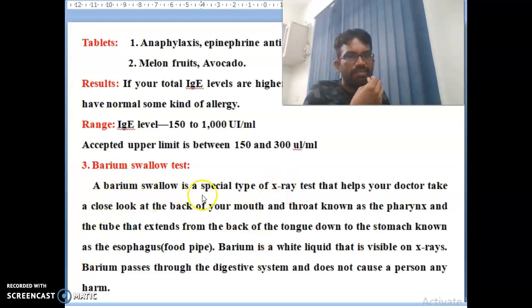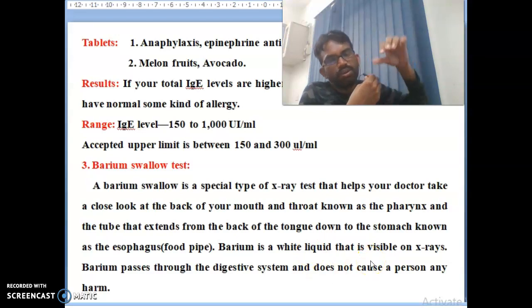You can see, the barium swallow test is a special type of X-ray test that helps your doctor take a close look at the back of your mouth and throat, known as the pharynx, and the tube that extends from the back of the tongue down to the stomach, known as the food pipe. The barium is a white liquid that is visible on X-ray.